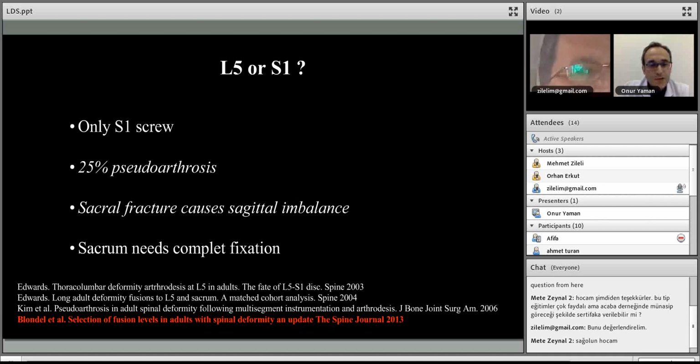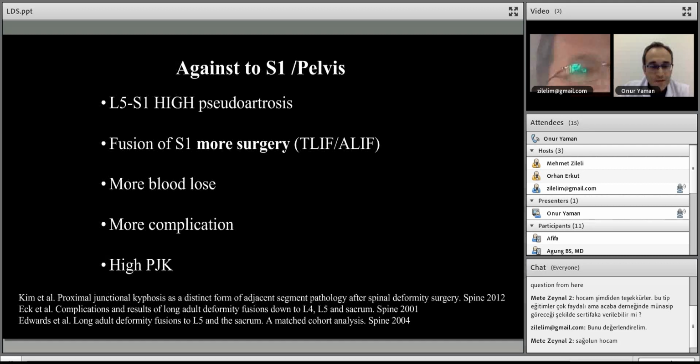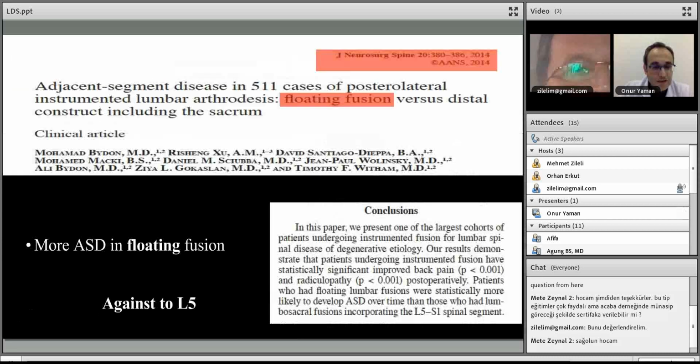If you need to fix the sacrum, you have to think it twice because the pseudoarthrosis rates are very high, and there are types of fixing the S1 with adding iliac fixation. And one of the most important things is that when we have to stop at L5 or S1, we have to think about it twice.